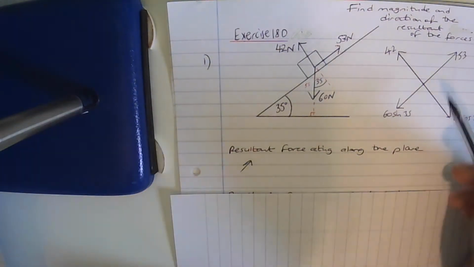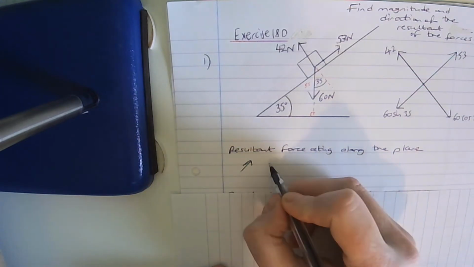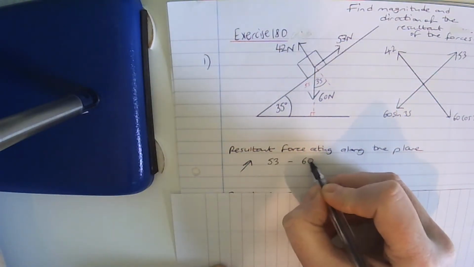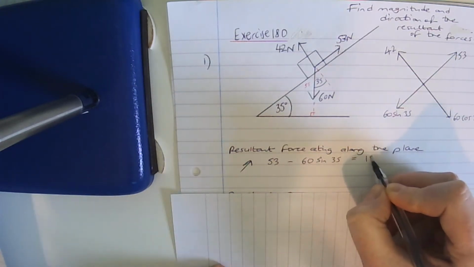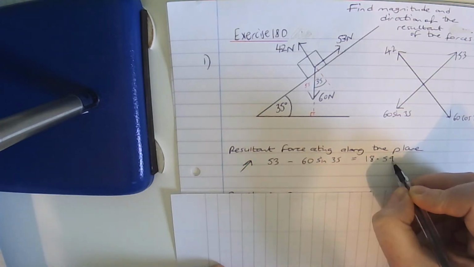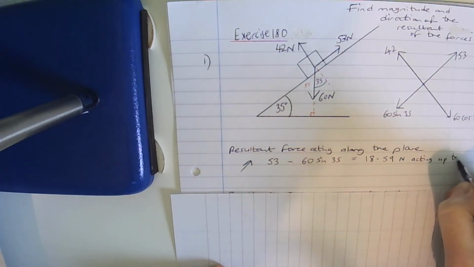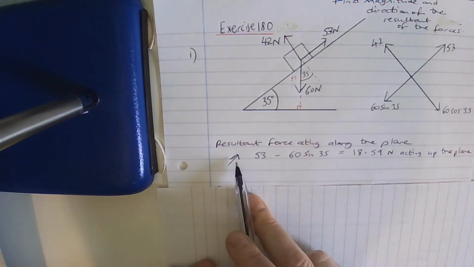Now what we're going to do is find the resultant force acting along the plane. So I am just doing it in the upwards direction, and what forces do we have going up there? We have 53 going up. This is obviously going the other way, so minus 60 sine 35. That will give us 18.59, and I've rounded that to 2 decimal places, newtons, and that's acting up the plane, or just following the little arrow that I have indicated there.